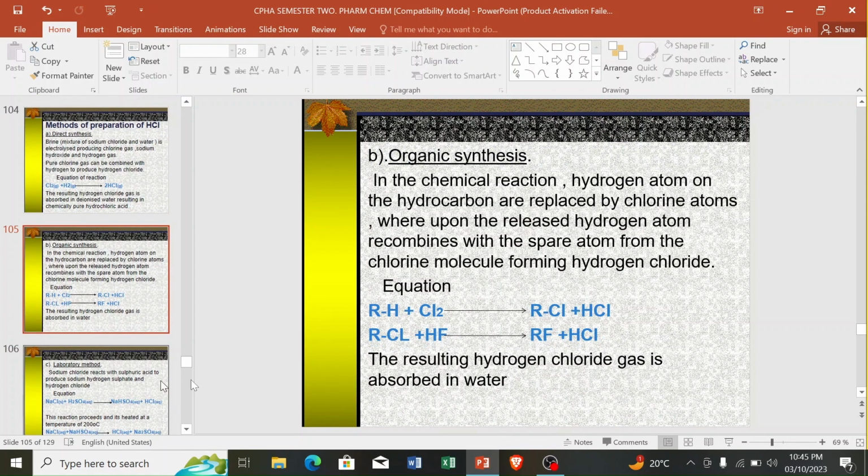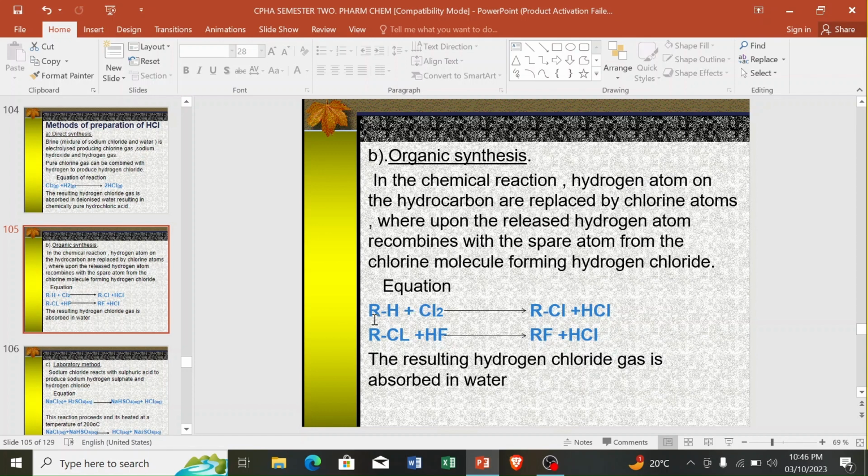So we have the second procedure of preparing, that is organic synthesis. In the chemical reaction, hydrogen atoms on the hydrocarbon are replaced by chlorine atoms, whereupon the released hydrogen atom recombines with a spare atom from the chlorine molecule, forming hydrogen chloride.